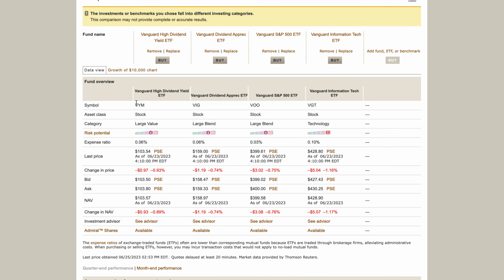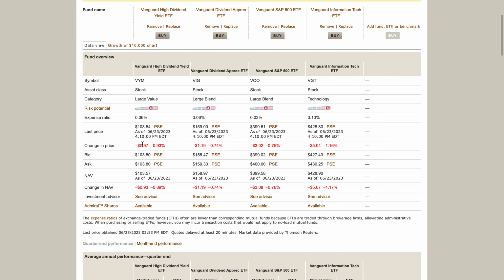So you have the symbols here, the tickers VYM, VIG, VOO, VGT. They all invest in stocks. So the different categories: large value, large blend, technology, the risk scale that they have here. So these ones that we looked at being at a 4, this technology, because it's investing in technology, is at a higher level 5. The expense ratios, again, super low. Even that technology one, it's a little bit higher, but it's 10 cents on $100 compared to 3 cents or 6 cents. So again, not a very large difference or a significant difference there. You can see the bids and asks.